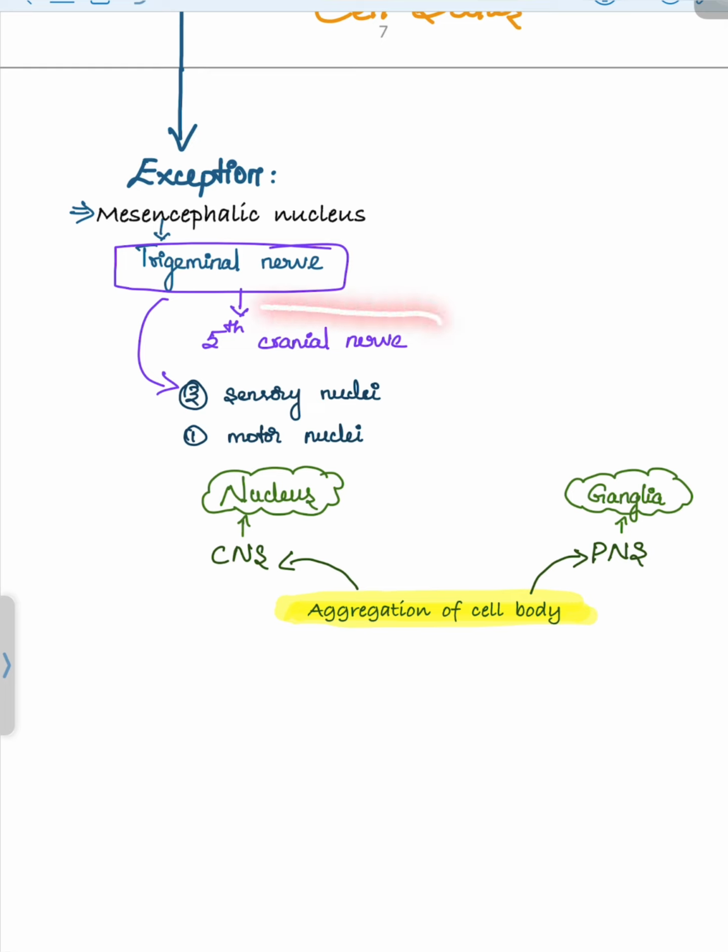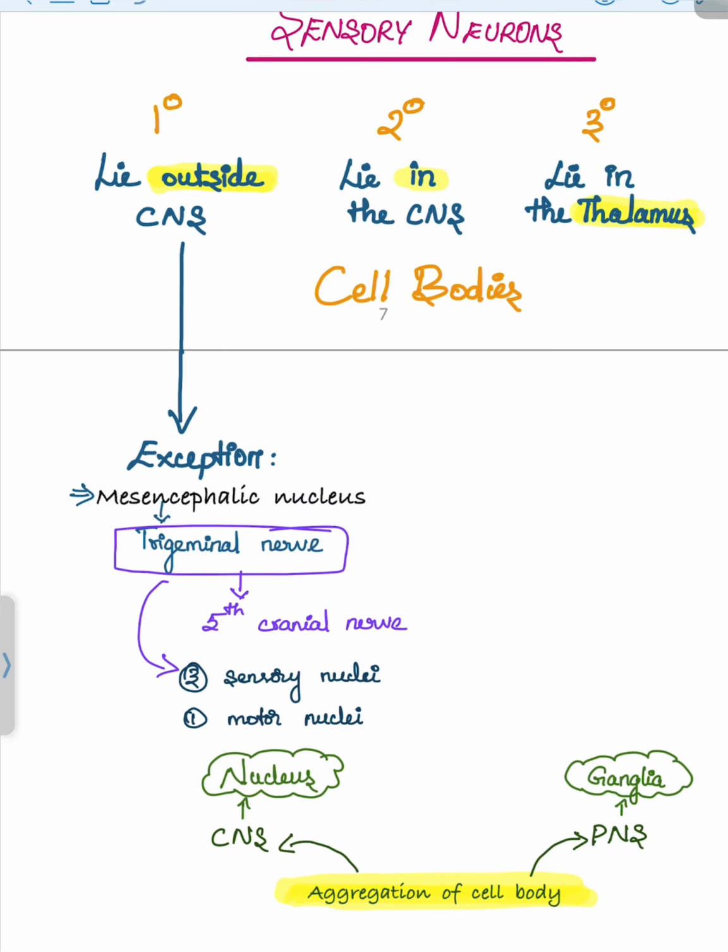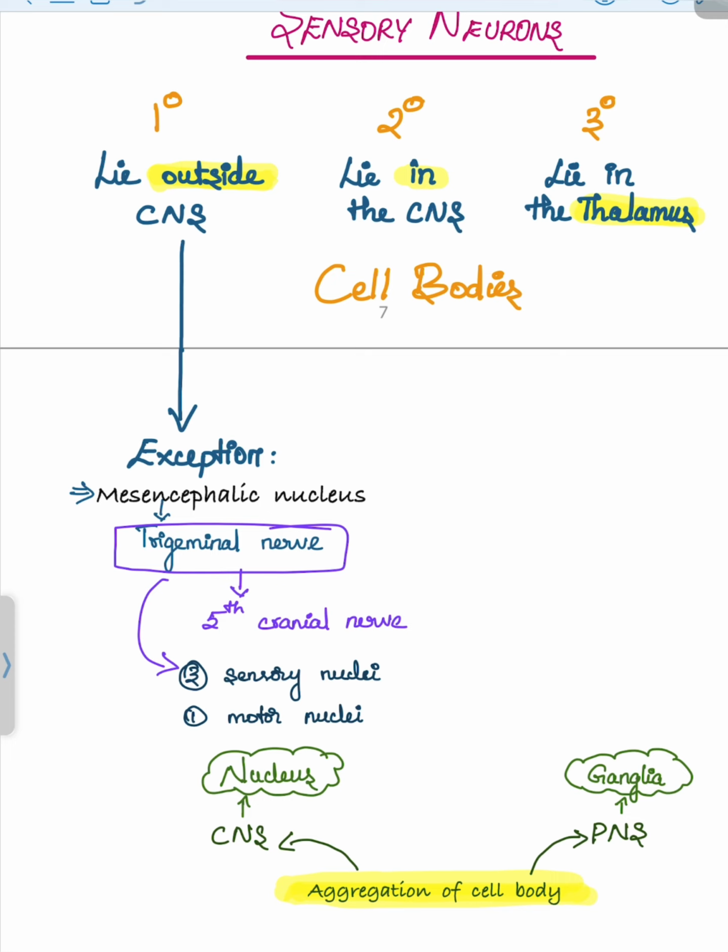The fifth cranial nerve, the trigeminal nerve, has three sensory nuclei and one motor nucleus. One of the sensory nuclei is this mesencephalic nucleus. This is present in the central nervous system. With the definition of primary, secondary, and tertiary sensory neurons, we would think that the mesencephalic nucleus is a secondary sensory neuron, but it is not. It is a primary sensory neuron, but it is located in the CNS. So this is the one and only exception in primary sensory neurons. Keep this in mind, right?